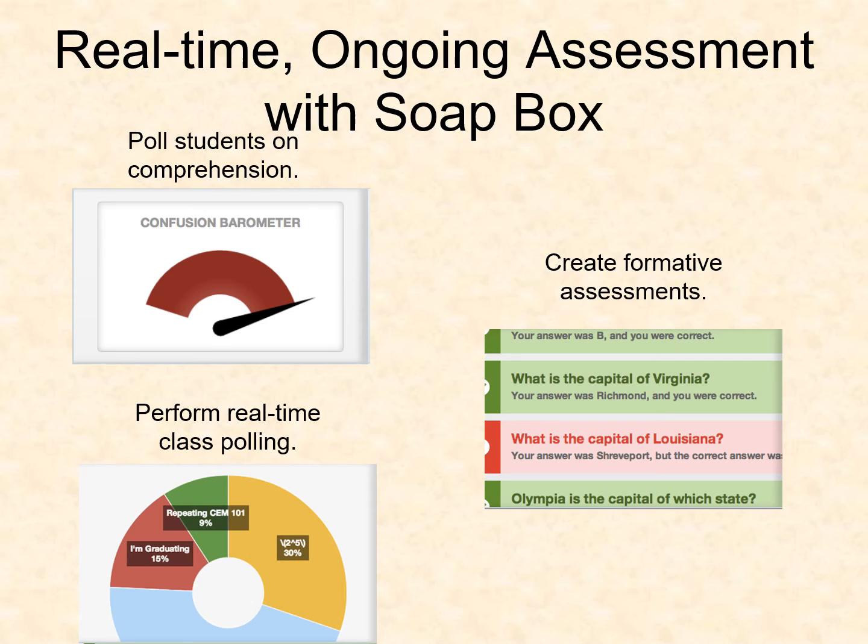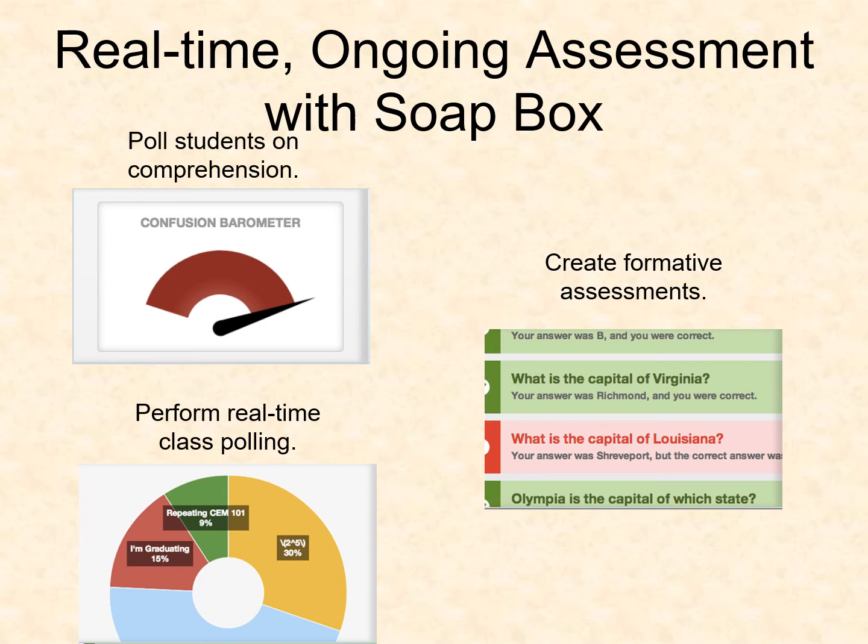On the low end, you could include, because all these things you could turn on and off in Soapbox, you could turn on the student confusion barometer. And this is a real-time situation where the student gets to click one of two buttons: I'm okay, or I'm confused. And their total of students will show up on the teacher's screen.